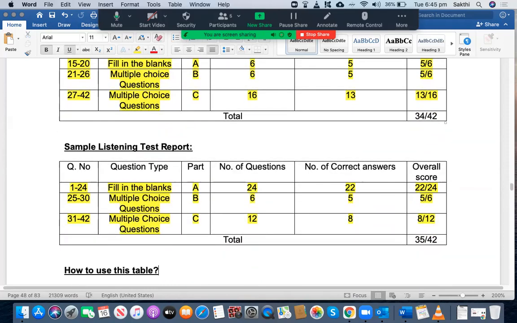So you have to prepare the table. Don't underestimate the value of these tables. They will save your life like anything. Just prepare them. You can monitor your progress yourself. You don't need anyone else to help you out on that because you know where you're losing your marks, isn't it? That's what you got to do.